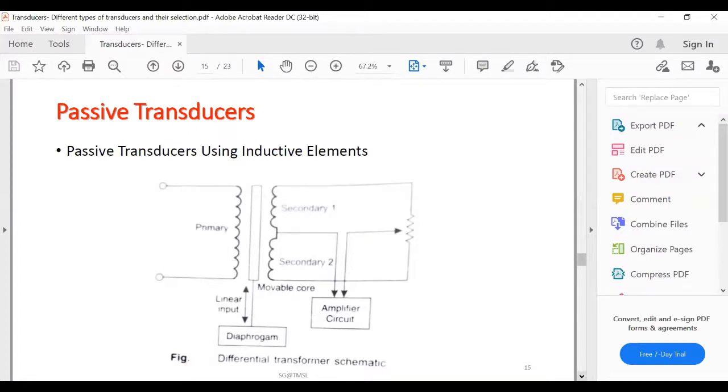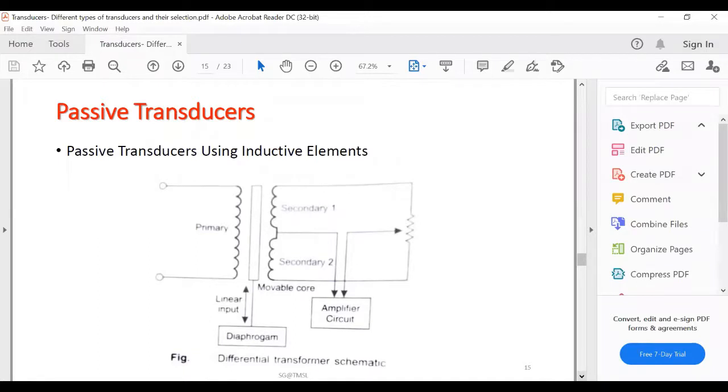Basically, it consists of, here is a diagram, a transformer with one primary and two secondary windings, and the secondary windings are connected so that their induced voltages oppose each other. If the core is in the center position, then the voltages in the two secondary windings are equal in magnitude, and the resulting output voltage will be zero.